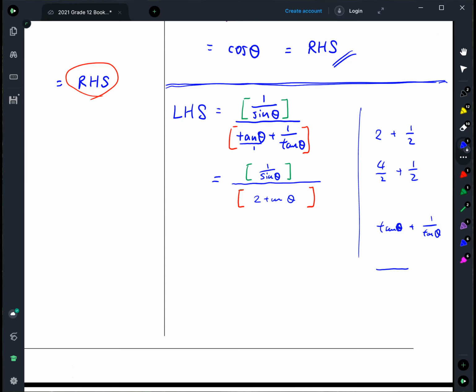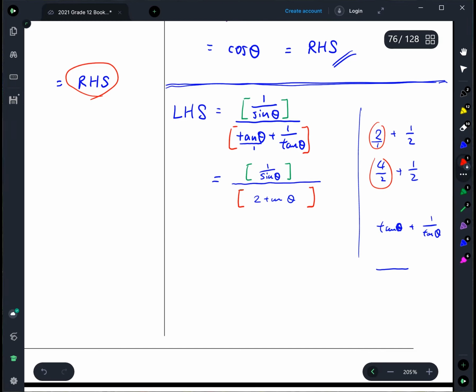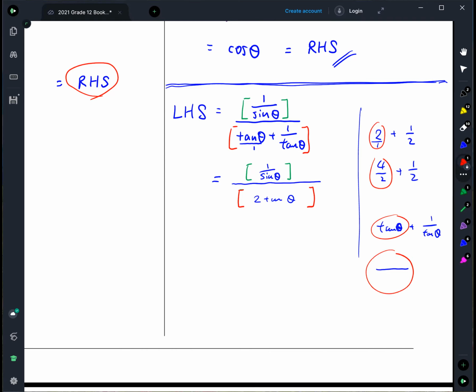If you look at the top, okay, 2 is like 2 over 1, right? Yeah. How do you make 2 over 1 become 4 over 2? Multiply both by 2. Top and bottom multiply by the 2, right? So we're gonna do the same thing here. So for tangent theta, how do I turn it into the new fraction? Will it just be tangent theta over 2 tangent theta?